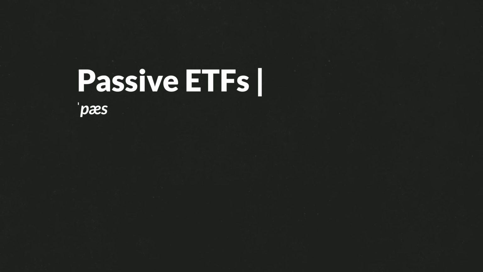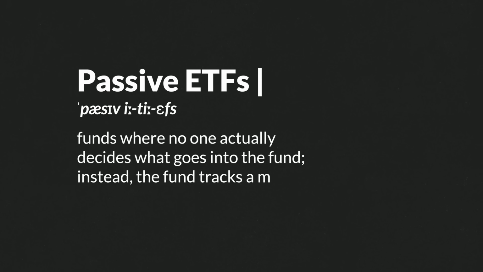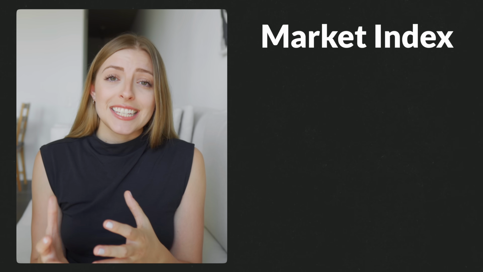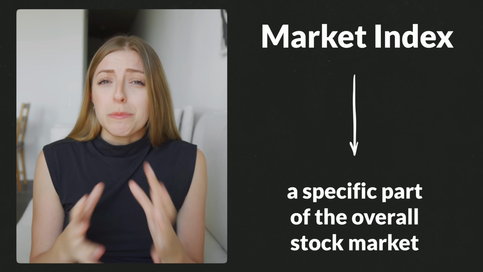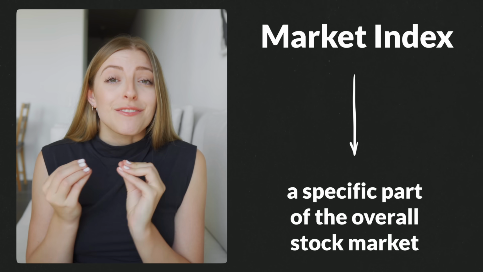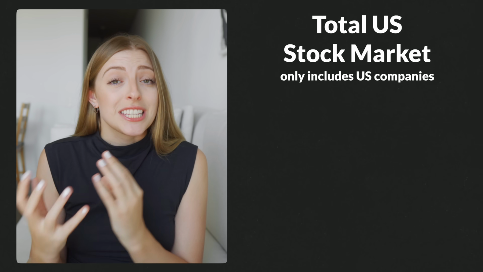Now, passive ETFs are ones where no one actually decides what goes into the fund. Instead, the ETF tracks a market index that already exists. A market index is basically a specific part of the overall stock market. It's all about dividing up and looking at different parts of the stock market. So for example, there's the total US stock market. That's the part of the stock market that only looks at US companies.